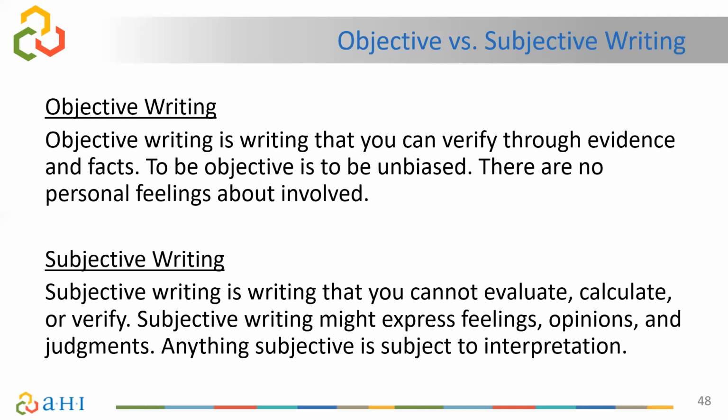Subjective, we want to steer away from that. That's the type of writing where you can't evaluate or calculate or verify. You're getting into your personal feelings and emotions or opinions on how you feel that person's progress or lack thereof, or challenges or obstacles that they're facing, why that's happening. You're putting your personal feelings into that. So we want to stay away from that subjective type of writing, and we want to make sure that we're really focusing on objective writing.